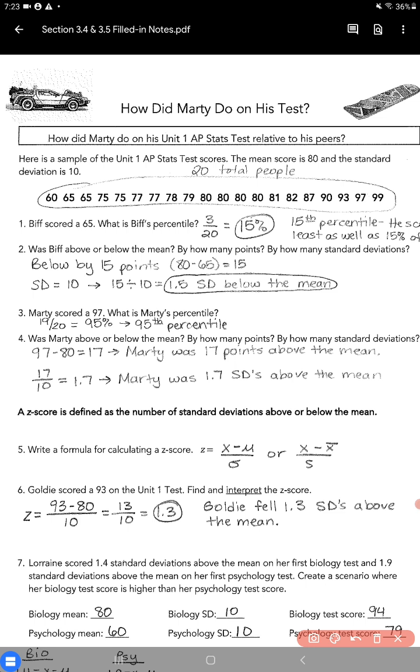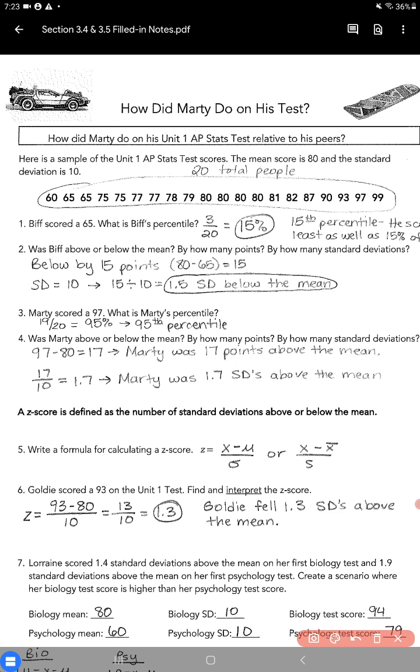So what we are talking about in this section is a z-score, and a z-score is how far above or below the mean you are. Okay? So here's what the z-score is used for. So we can compare Biff's z-score to Marty's z-score.